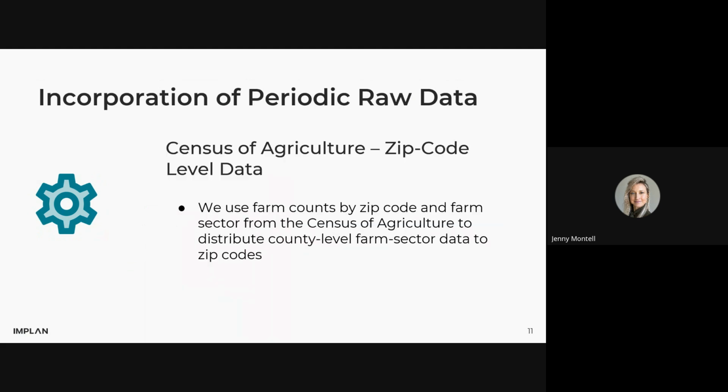All right, the other bit of periodic raw data that we incorporated this year is the zip code level data from the Census of Agriculture. So some of you might know that most of the Census of Agriculture data for the states and counties came out last year, and we incorporated that into last year's IMPLAN data. It's just the zip code level data that came out this year. And what we use from the Census of Agriculture for zip codes is farm counts by zip code and farm sector. And we use those to help distribute out county level farm sector data to zip codes. So output, employment, things like that.